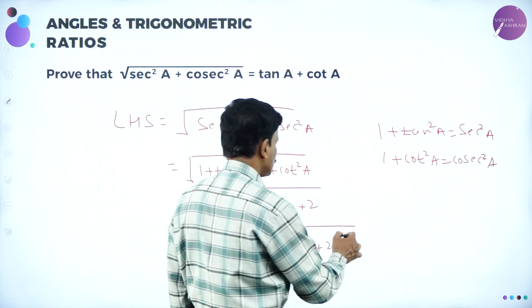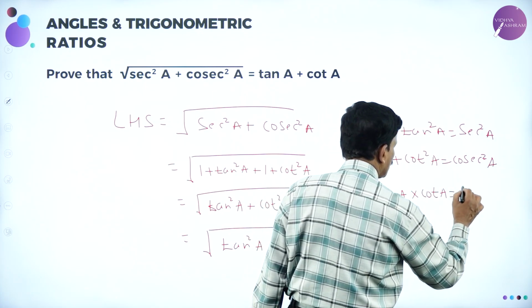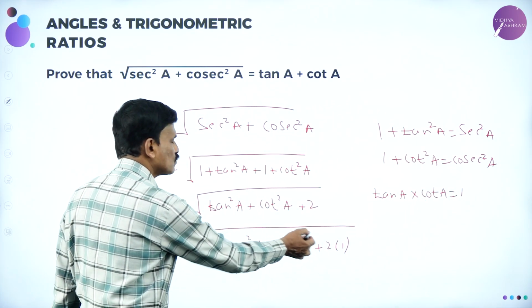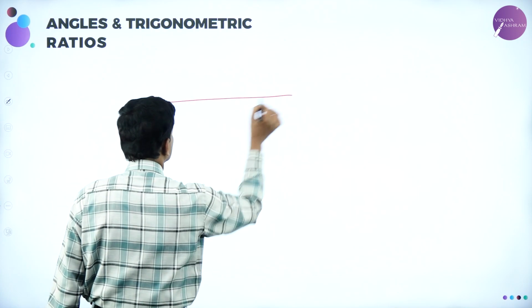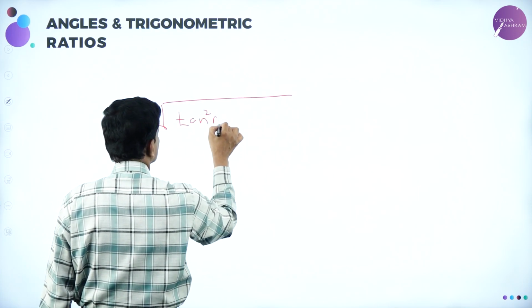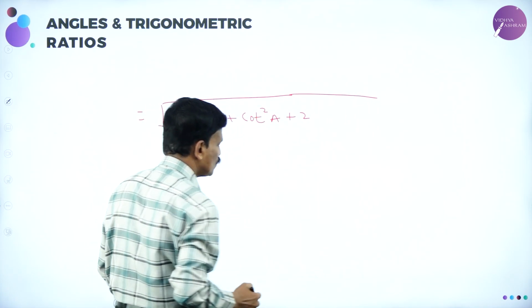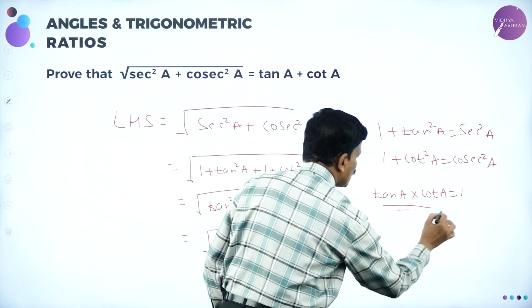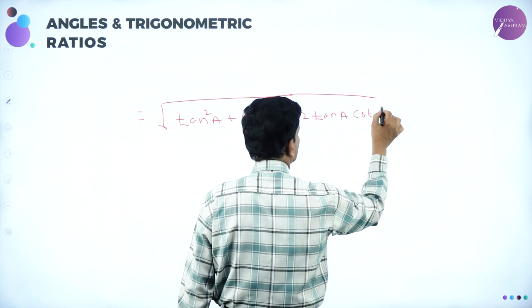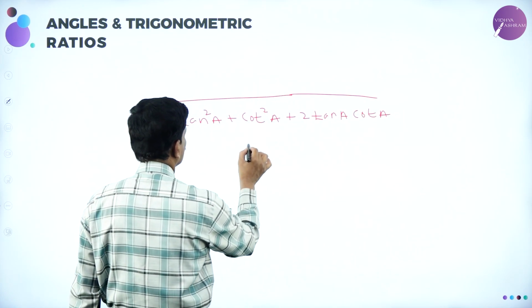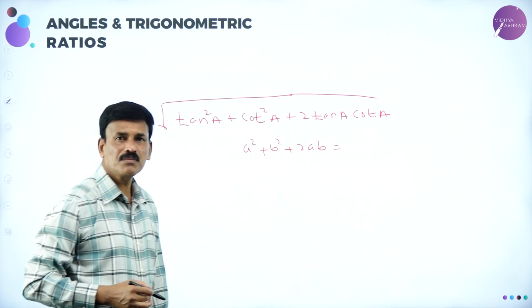Now you know there is one relation, since tan A into cot A is always equal to 1. So for this one you can substitute tan A into cot A. So I will write here, that's equal to square root of tan square A plus cot square A plus 2 into, for this 1 can be written as tan A into cot A. So 2 tan A into cot A. Now if you observe carefully, this is of the form A square plus B square plus 2AB.